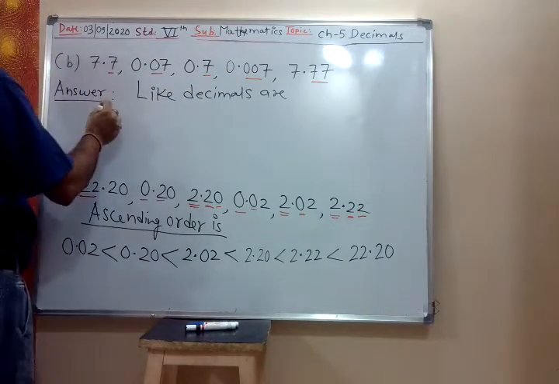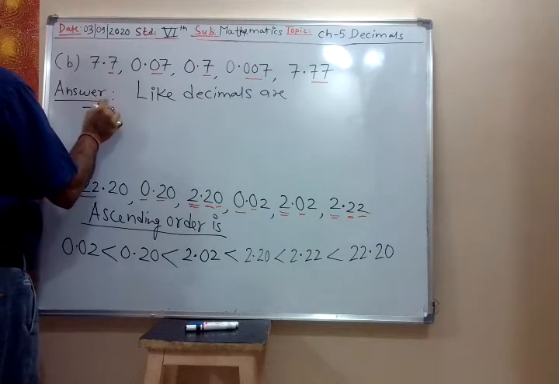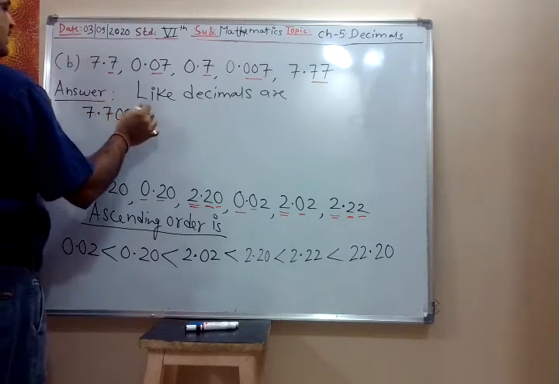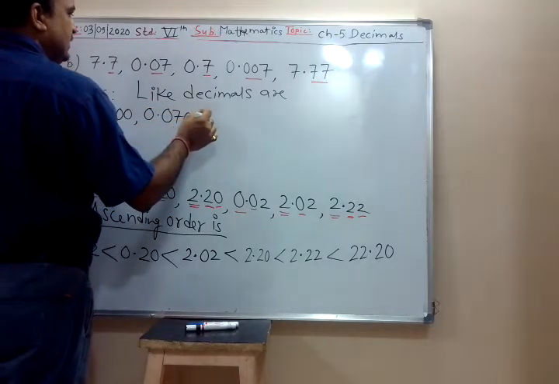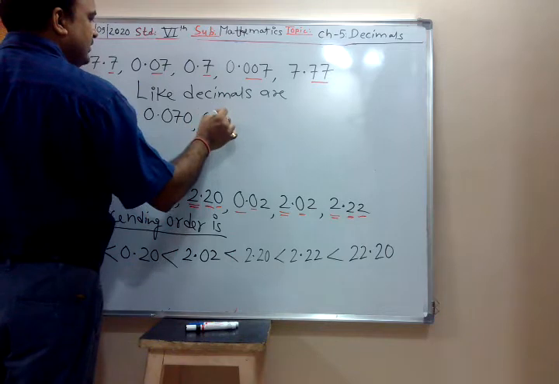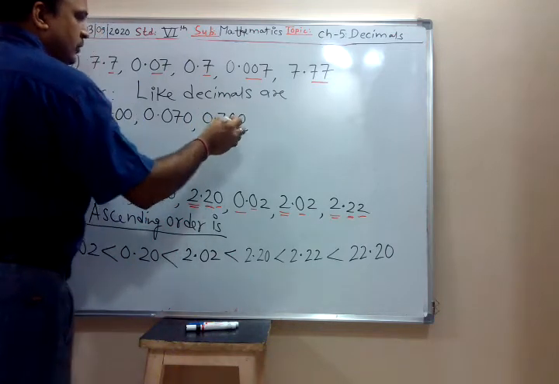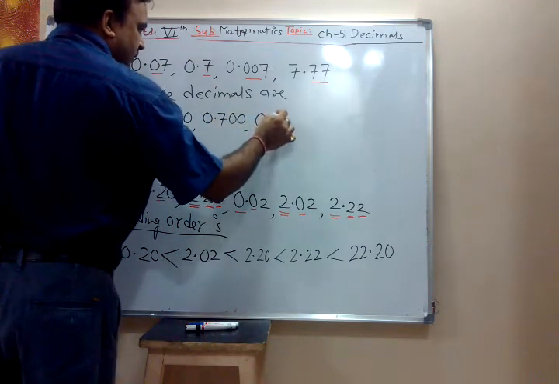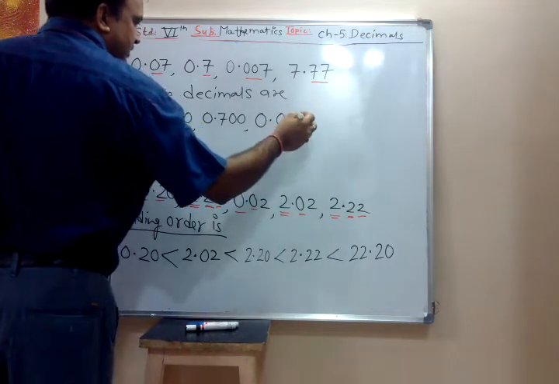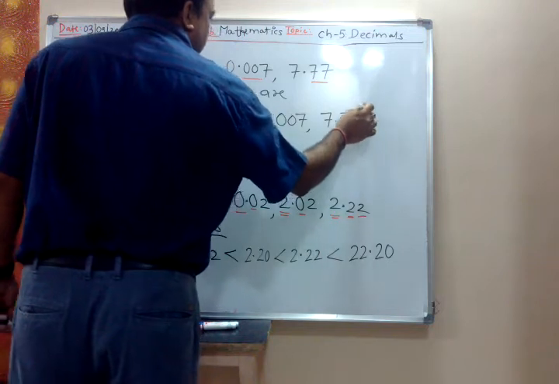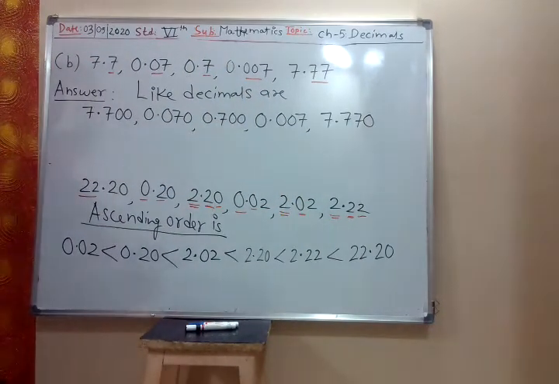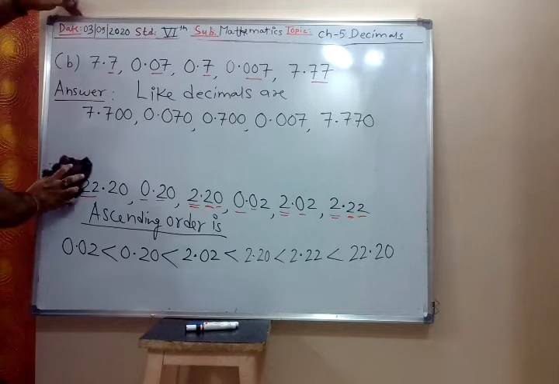So 7.7 we write 7.700, 3 digits. Then 0.07 we write 0.070. Then 0.7 we write 0.700. Then 0.007. And then 7.77 we write 7.770. So after the point each number has 3 digits, so they are like decimals.